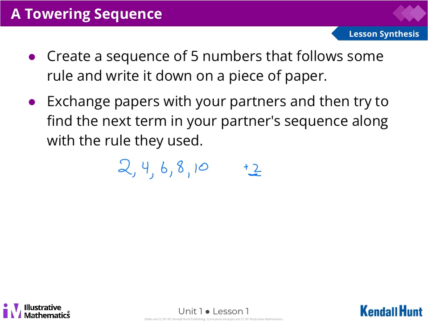Okay, so our lesson synthesis: to synthesize the lesson, create a sequence of 5 numbers that follow some rule and write it down on paper. So the first thing you're going to want to do is start with a number, 2. Give me a rule. Well, if I add 2, 2 plus 2 is 4, plus 2 is 6, plus 2 is 8, plus 2 is 10. And then in class, we were supposed to exchange it with our partners and finish the directions.